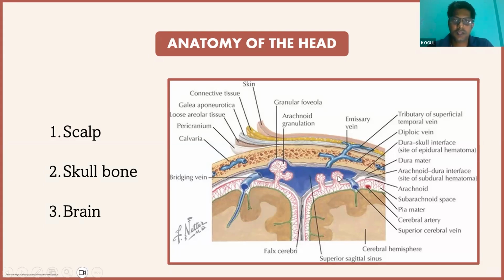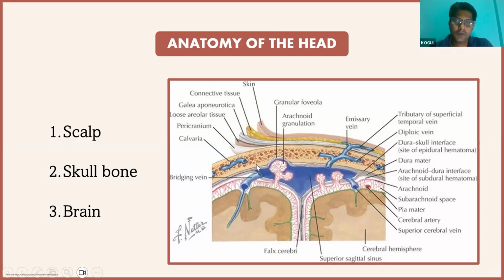Scalp means a thick, dense skin. SCALP: S stands for skin, C for connective tissue, A for aponeurosis, L for loose areolar tissue, and P for pericranium. These are the five thick layers, firmly attached over the skull bone. So if there are any contusions over there, you don't see them because of the thick layer firmly attached to the bone. This is different from the other parts of the skin, and it also has hair, which hides the injuries.